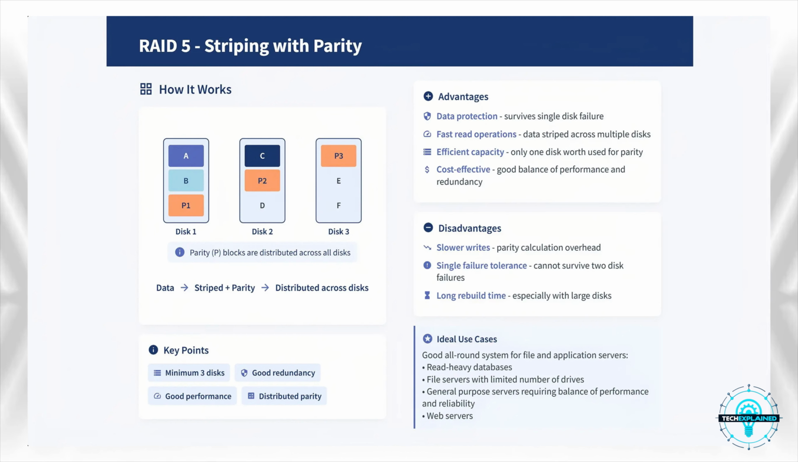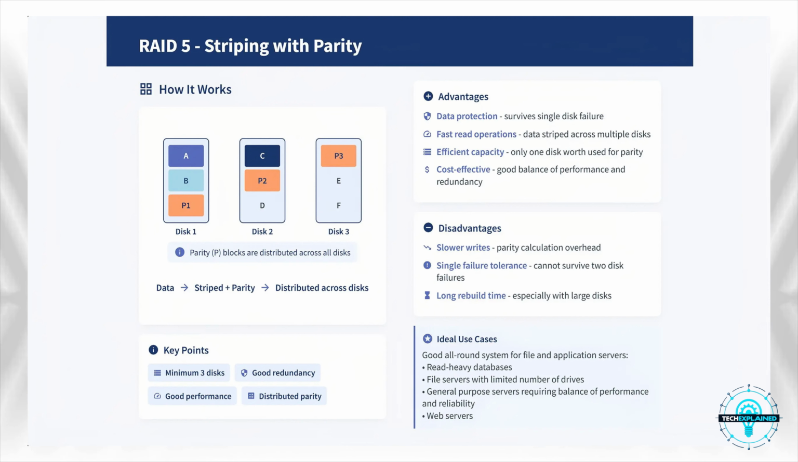The advantages of RAID 5 include good performance, especially for read operations. Efficient storage use, only the equivalent of one drive's capacity is used for parity. Can survive a single drive failure without data loss. Cost-effective for the protection it provides.